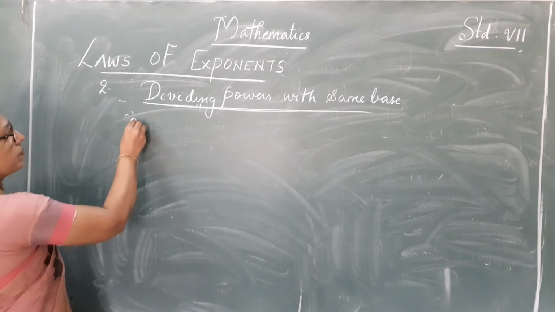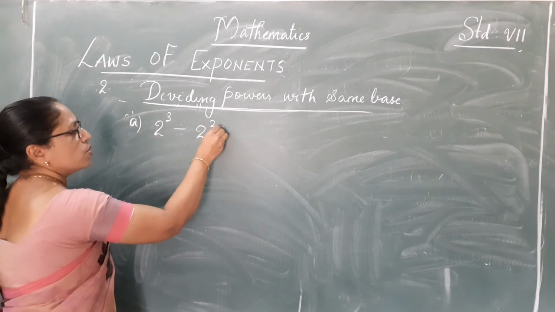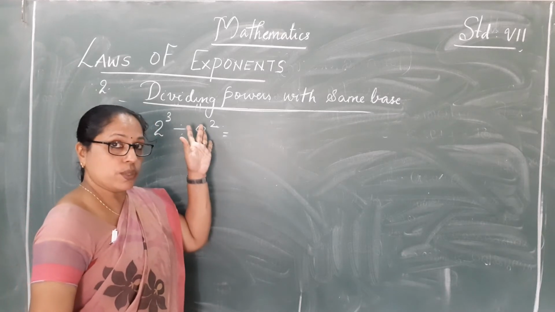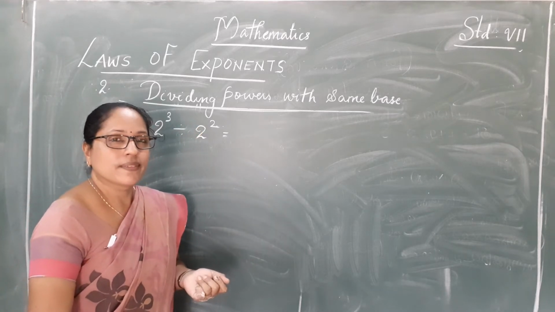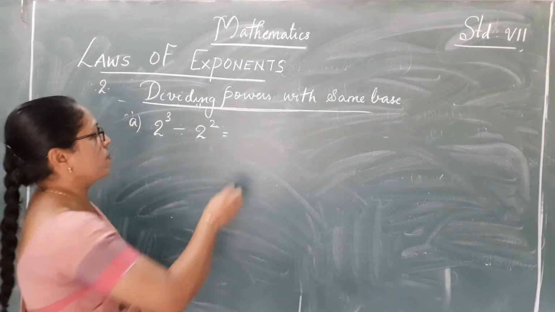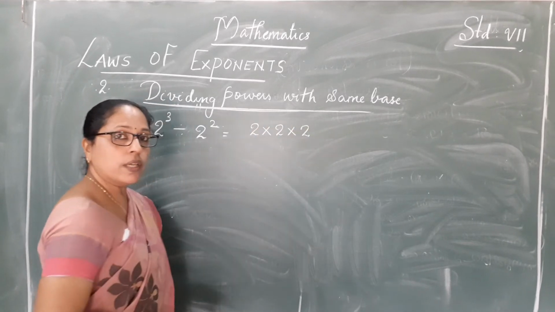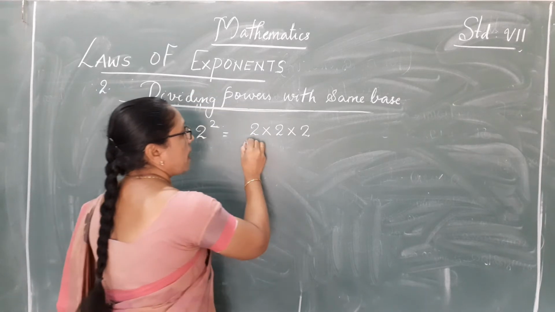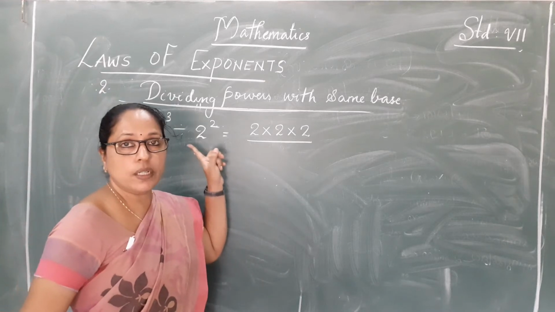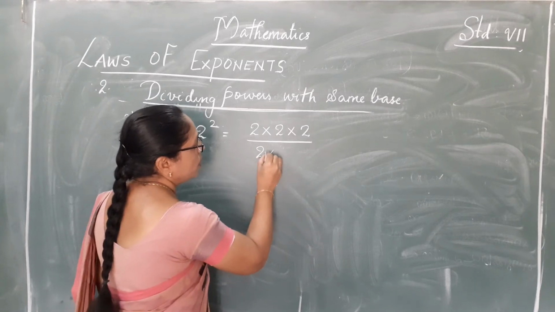So, example A, 2 raised to 3 divided by 2 raised to 2. According to the definition of exponent, you know what is 2 raised to 3. What is 2 raised to 3? Yes, 2 raised to 3 is multiplying 2 how many times? 3 times. So, 2 into 2 into 2. Okay, we will put it in the expanded form, divided by, what is 2 raised to 2? Come on children, what is 2 raised to 2? Yes, multiplying 2 times. So, 2 into 2.